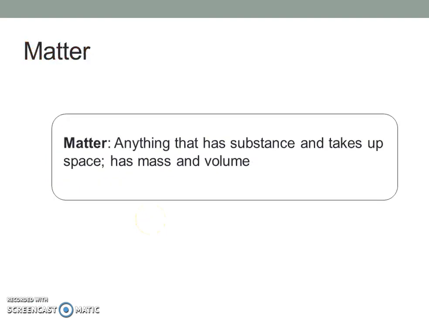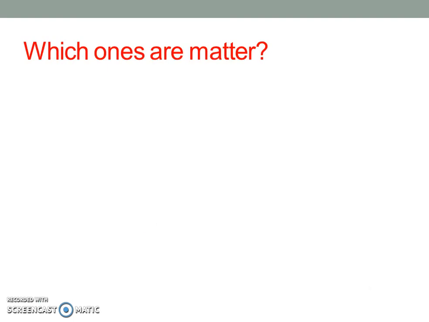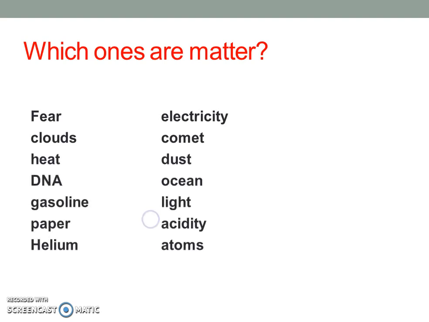So matter is anything that has substance and takes up space. In other words, it has mass and a volume. So let's apply this to some examples. Here are some examples and non-examples of matter. I want you to think in this list which of these are matter and which are not. Again, go ahead and pause for a second.